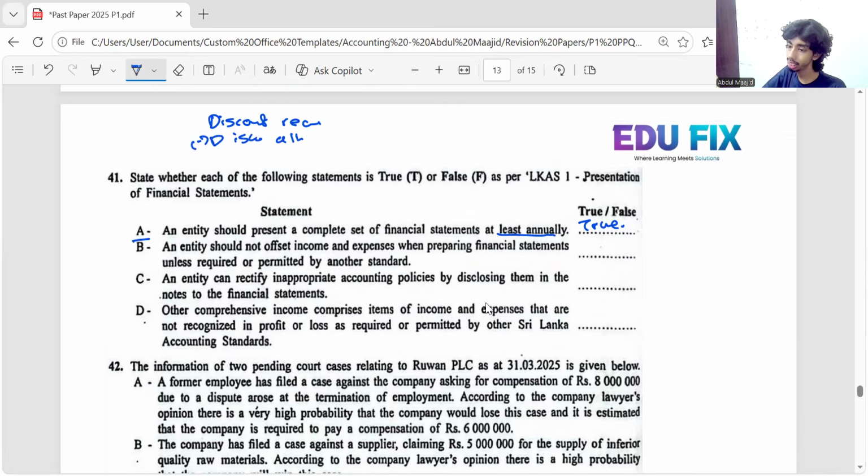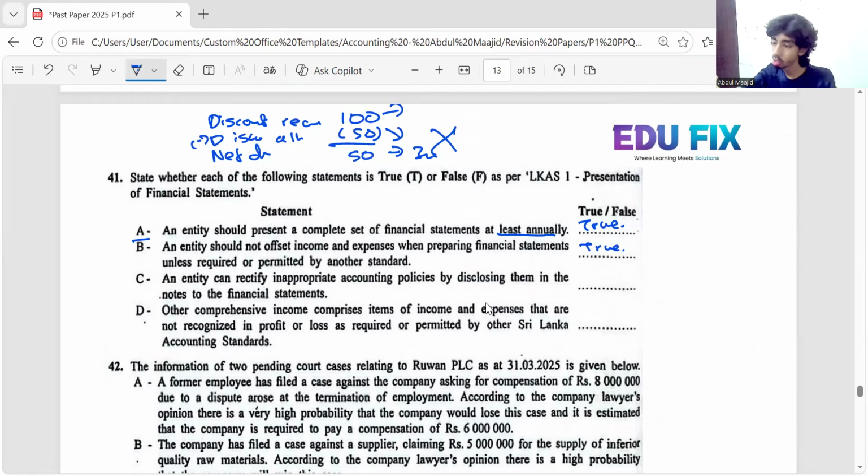Now, for example, let's say discount received is 100, discount allowed 50. You can't deduct and say net discount as 50 and record this as income. That is wrong. You have to show the discount received and discount allowed separately. So this is true. You can't offset. An entity should not offset income and expense unless the standard is telling you to do such a thing.